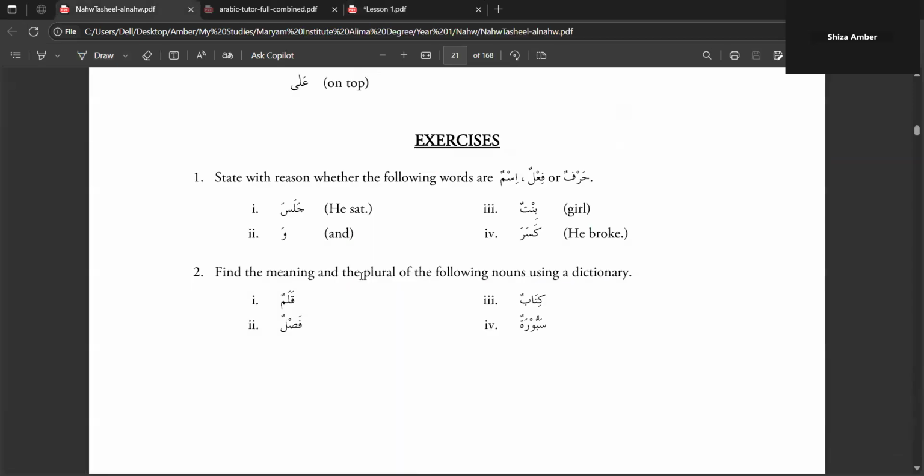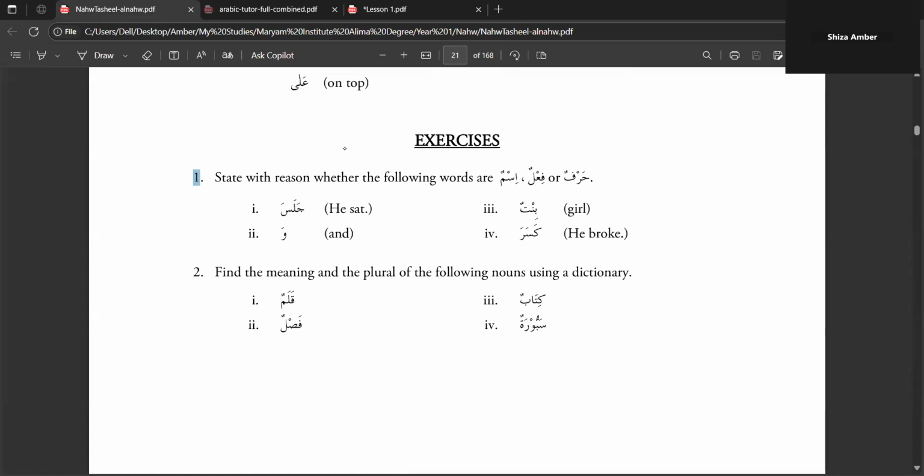I'm also showing you this book. I'm on page number 21. And these are the 2 exercises that I want you to do before our next class. Make a separate Arabic copy and attempt it very nicely, neatly. And once you're done, take a picture and send it on the group. I'll check it before the next class.